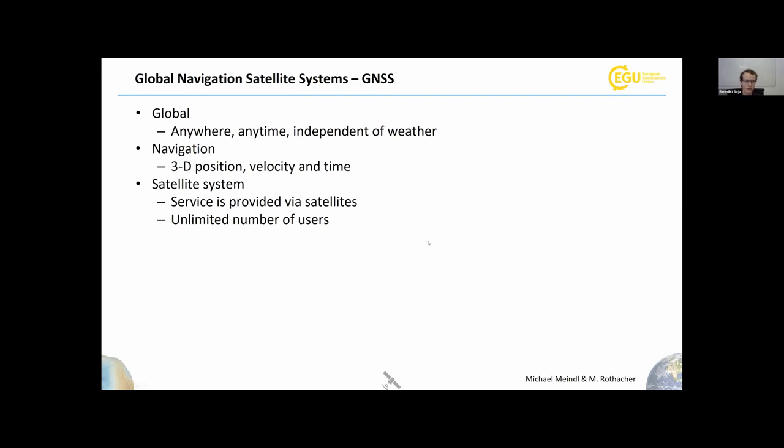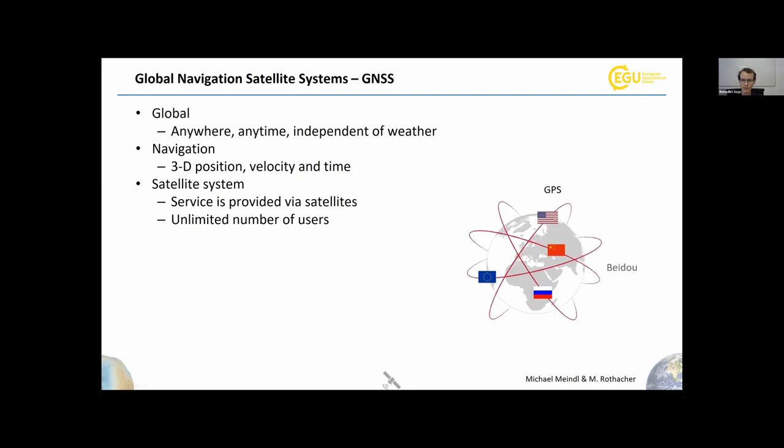When we are speaking of GNSS, maybe most people are more familiar with the term GPS, which is just the American system. But nowadays, also the Galileo, the European system, and the GLONASS, the Russian system, and the Beidou, the Chinese system, are available. And by combining the observations of these different global navigation satellite systems, you can get even better accuracy of your determined positions and velocities.